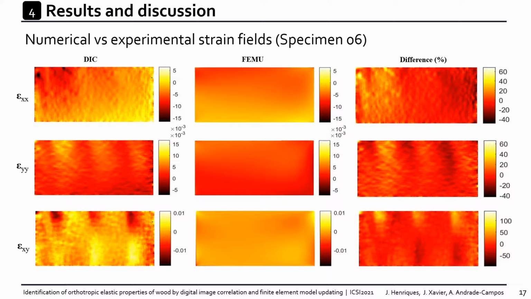The figures show the experimental DIC strain fields in comparison to the final calibrated numerical strain fields for one of the specimens under analysis, and the difference between these two strain fields normalized by the maximum value of strain for its corresponding component. As expected, in the difference fields, it is possible to observe the annual growth ring structure of wood, being a major component of this due to the numerical homogeneous modeling of wood used in this work.